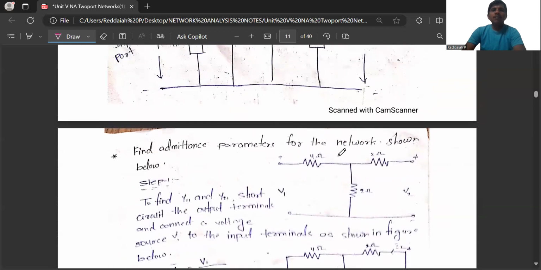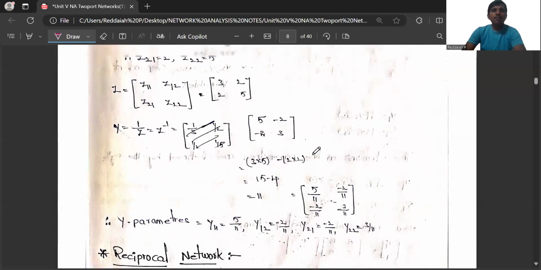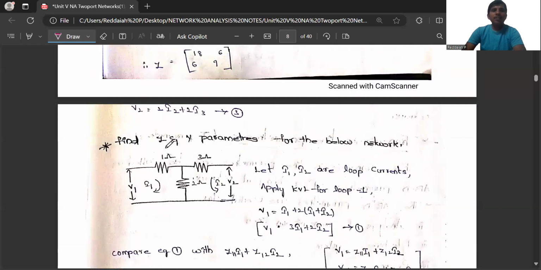Find admittance and Y parameters. Based on these problems we'll do now. Similarly, previously also one problem we left here. Find Z and Y parameters for the network shown below.